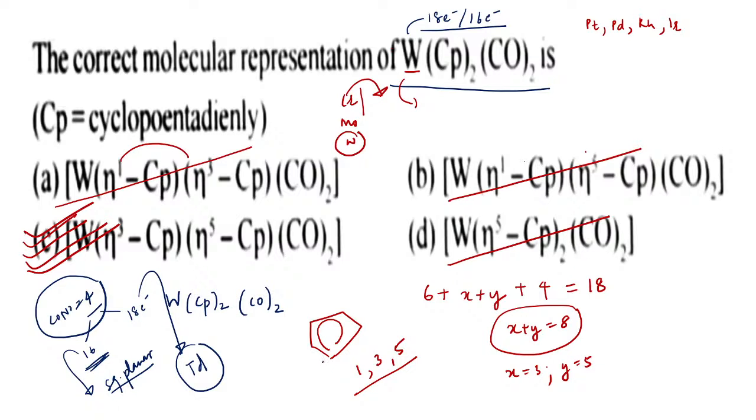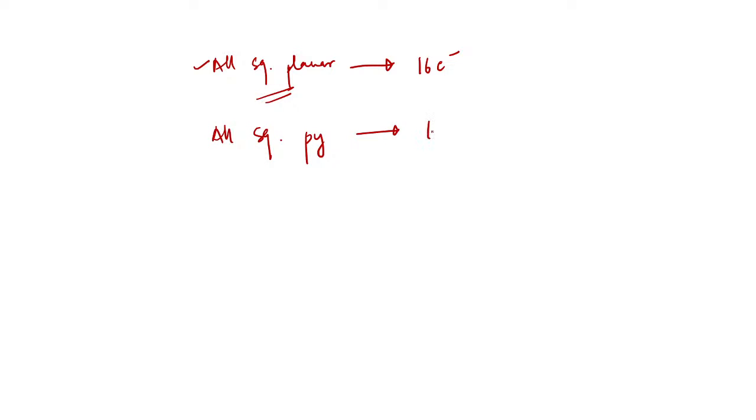Yes, Ashutosh, all square planar complexes follow the 16 electron rule. Let me give you one right point. All square planar complexes, I have written, we have just completed this in coordination lectures. So if you have studied, all square planar complexes follow the 16 electron rule, and all square pyramidal complexes also follow the 16 electron rule.